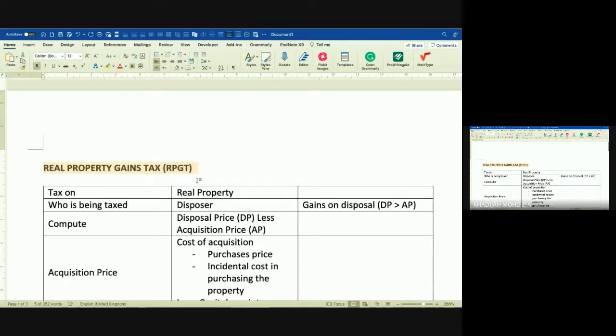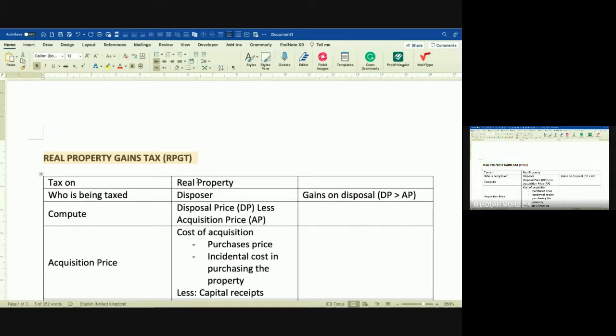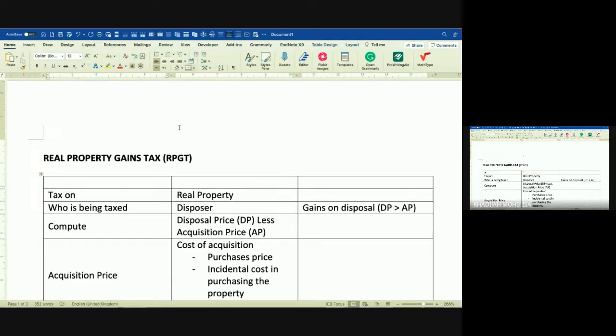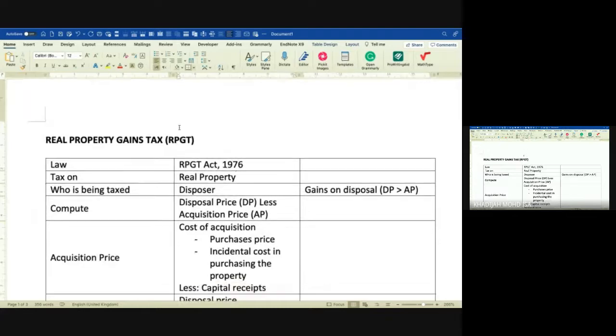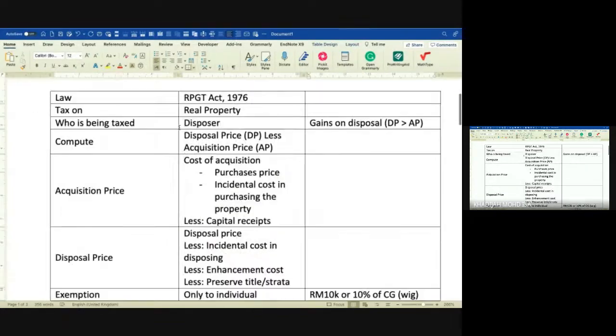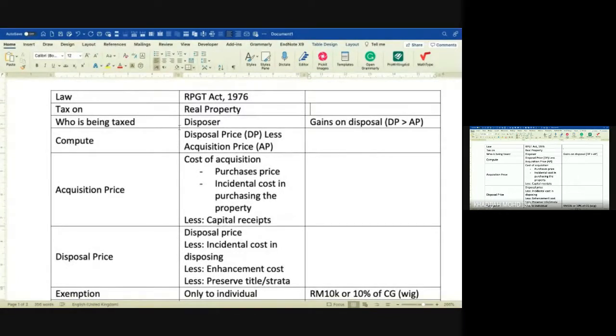Okay, so real property gains tax is under the RPGT Act 1976. Kalau Income Tax Act is 1967, RPGT Act is 1976, right? So the law is actually on tax on real property. Of course, you have to look at the definition of real property. And who is actually being taxed on RPGT is the disposer. So if you own a property and then you dispose of the property, then that will be subject to RPGT, right? But you are going to be taxed on the disposal only if you have gains on the disposal.